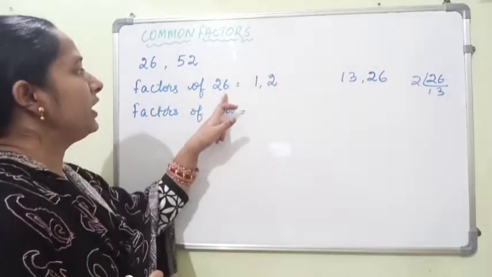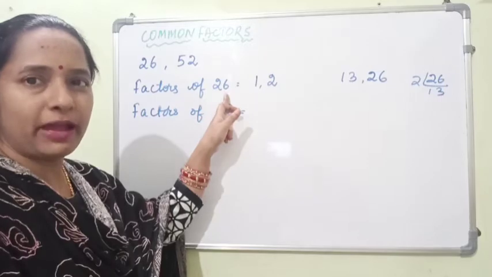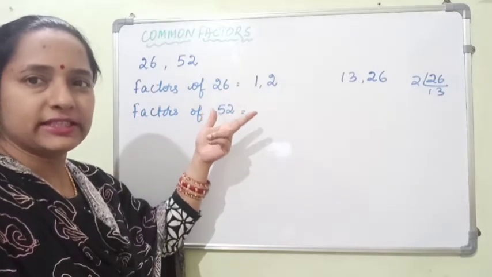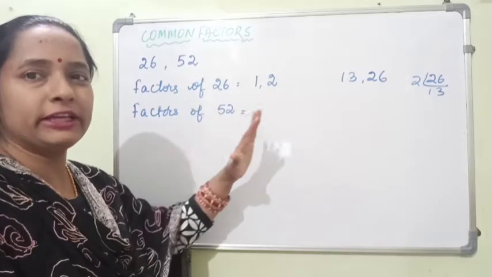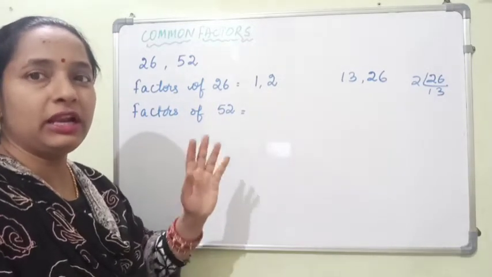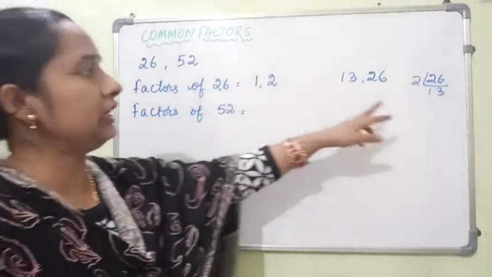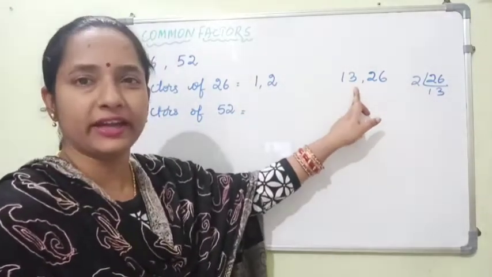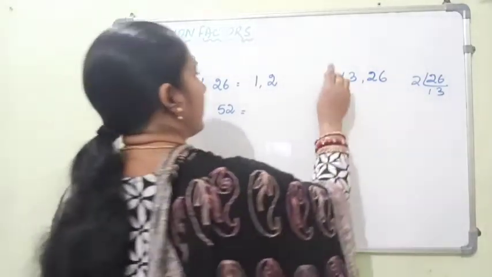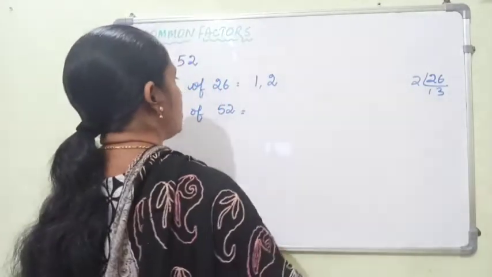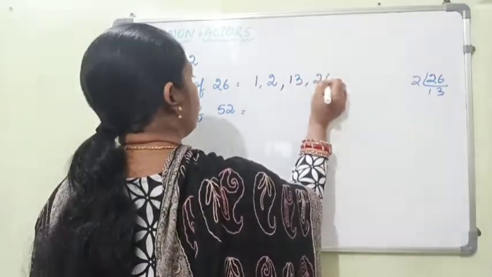Can 26 be divisible by 3? Can it be divisible by 4, 5, 6, 7, 8, 9? There are no other numbers with which it can be divisible. Again, it could be divisible by the number 13, but we already got the factor 13, so we will not find the factors anymore. So the factors of 26 are 1, 2, 13 and 26.